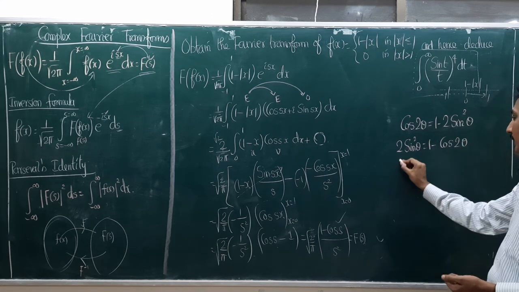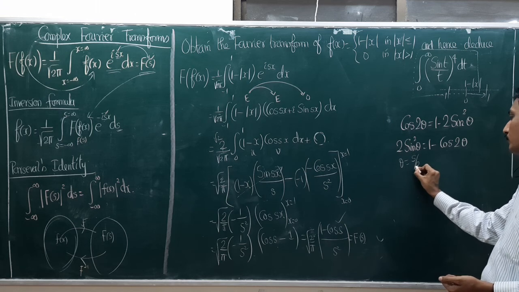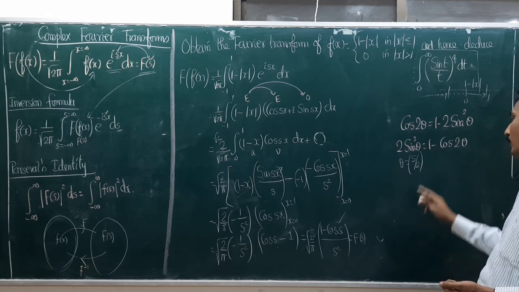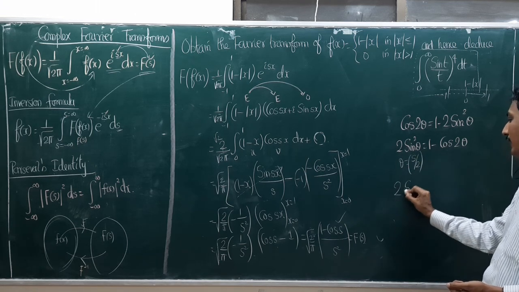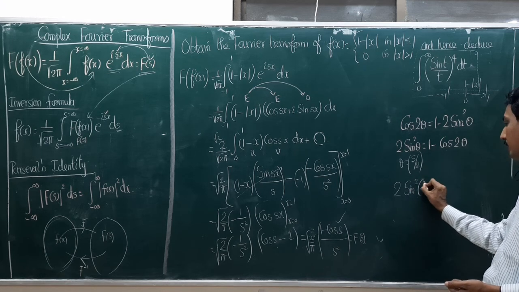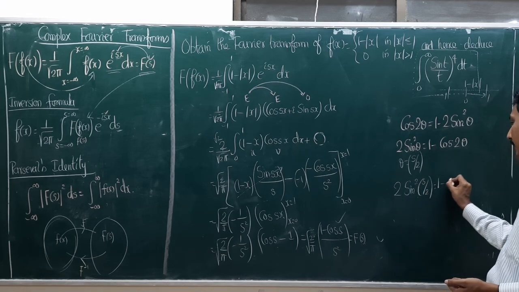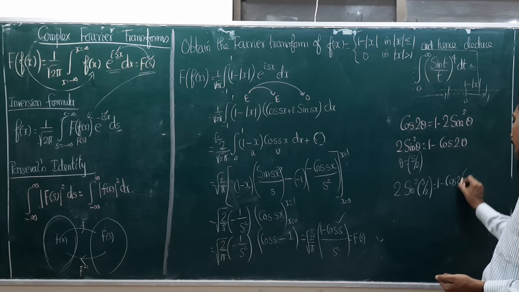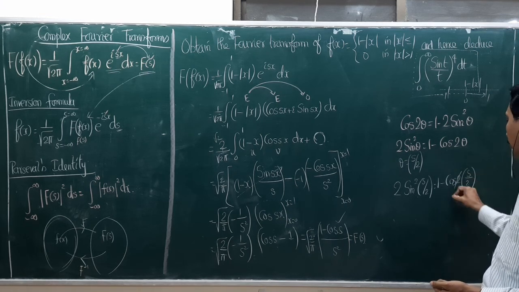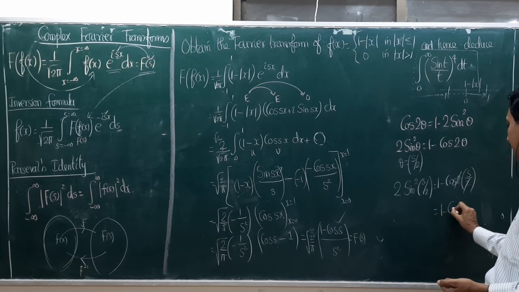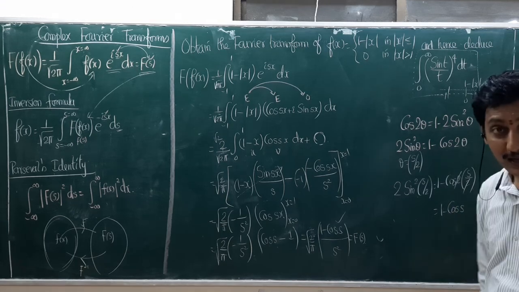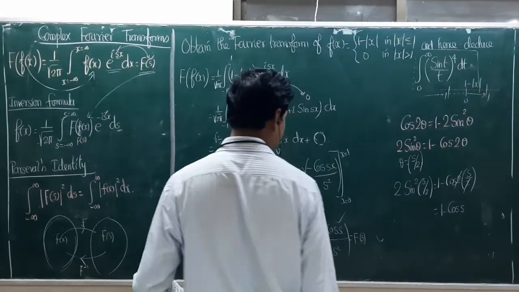Now I want to substitute theta is equal to s by 2. If we substitute, what happens to this term? 2 sine squared s by 2 is equal to 1 minus cos 2 into s by 2. So the 2 gets cancelled, and this becomes 1 minus cos s. What is 1 minus cos s? It is equal to 2 sine squared s by 2.